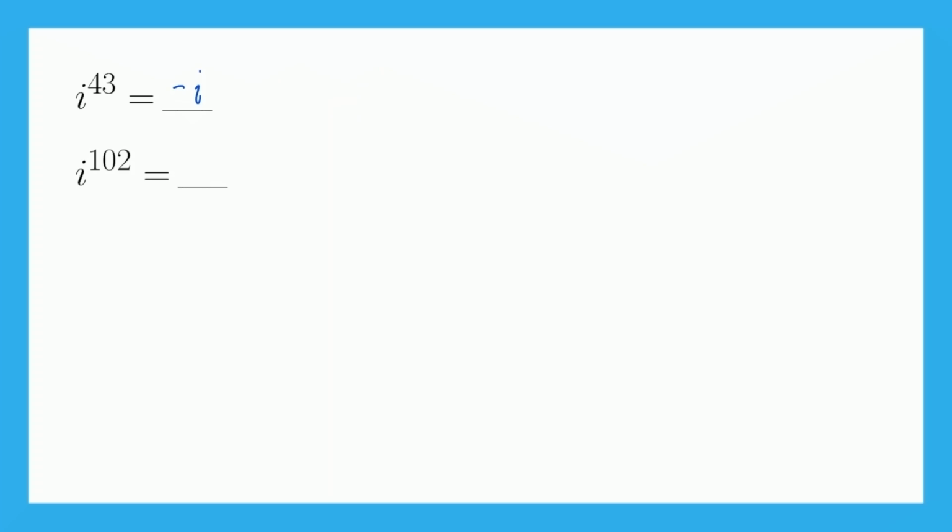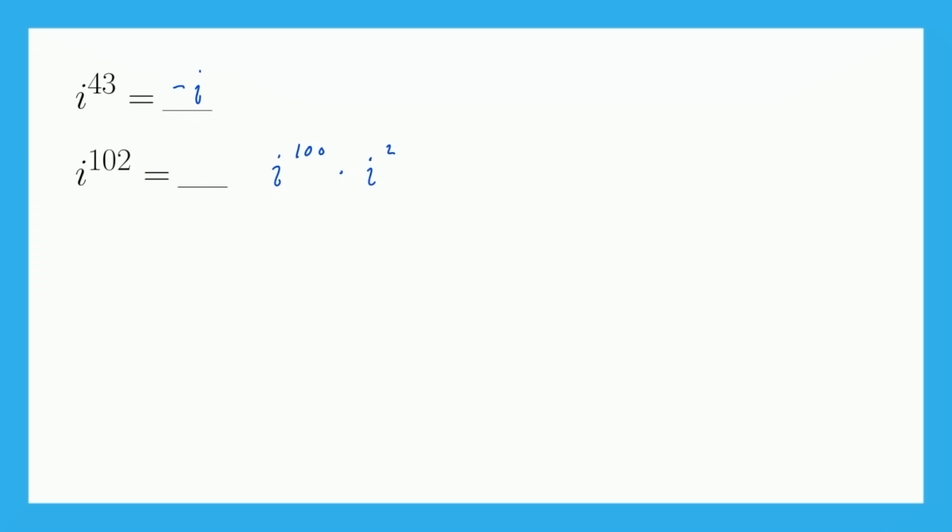Okay, let's use that same logic with i to the power of 102. So what is the biggest number inside 102 that is a multiple of 4? Is 102 a multiple of 4? No. What about 101? Also no. What about 100? Yes, because 25 times 4 is 100. So we could rewrite this as i to the power of 100 times i to the power of 2, or i squared. Okay, there it is.